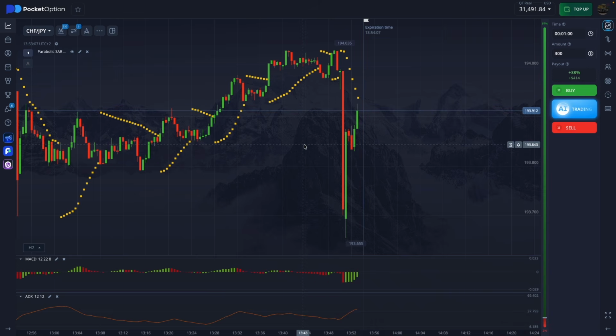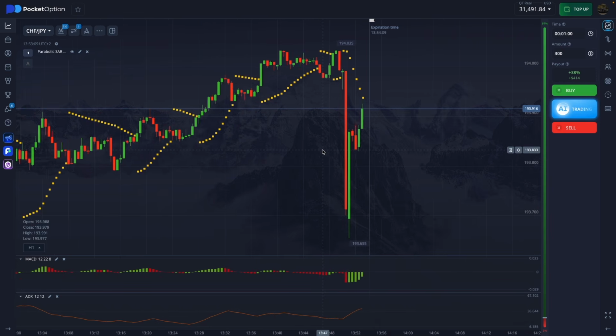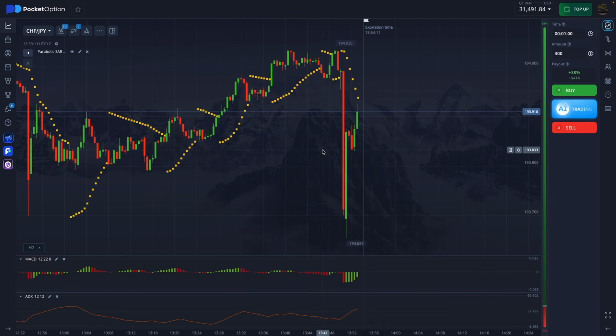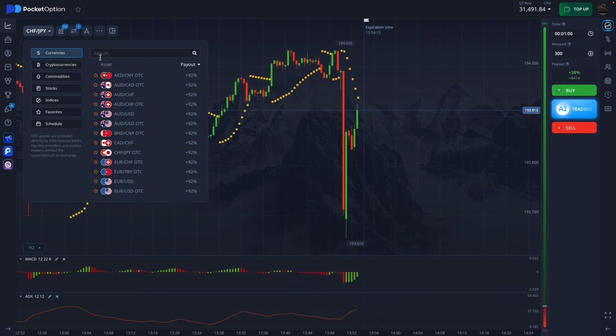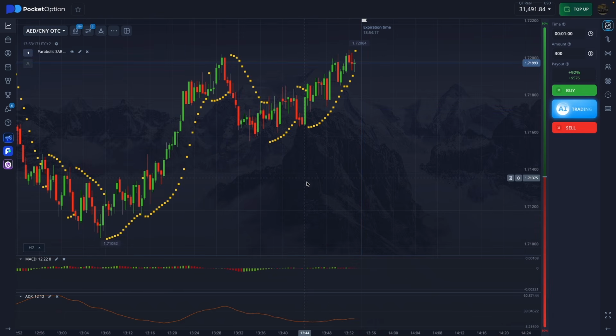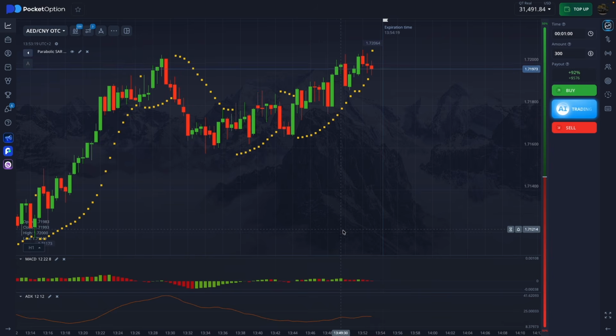Now, let me get back to describing the strategy. So, how do I work with this strategy? I can work with absolutely any chart. For example, it could be an OTC asset. Let's even open an OTC chart. And what do I do first?